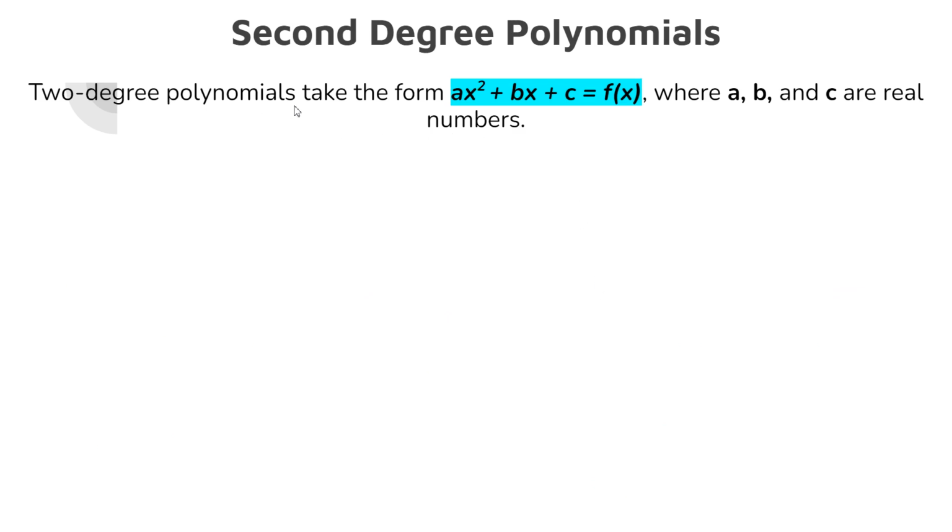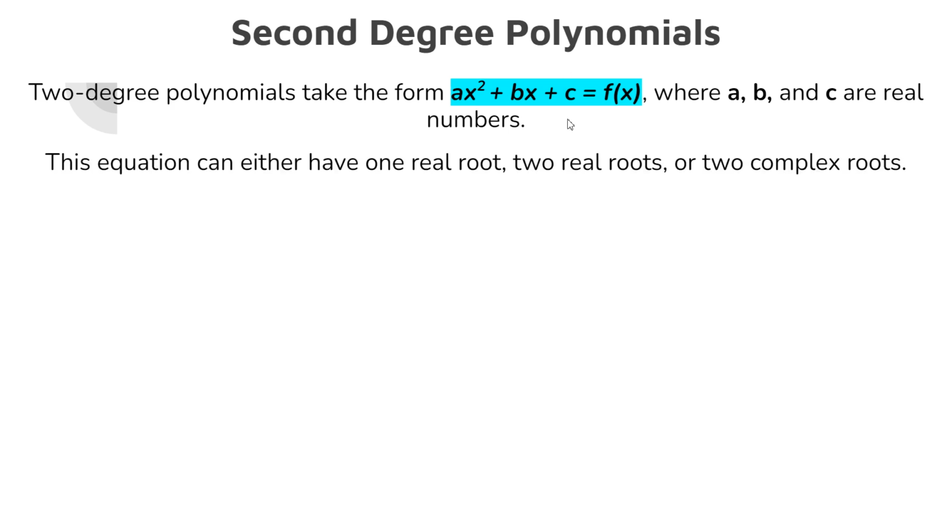Second degree polynomials take the form ax squared plus bx plus c equals f of x, where a, b, and c are real numbers. This equation can have either one real root, two real roots, or two complex roots. You cannot have one complex root. I will explain why later.